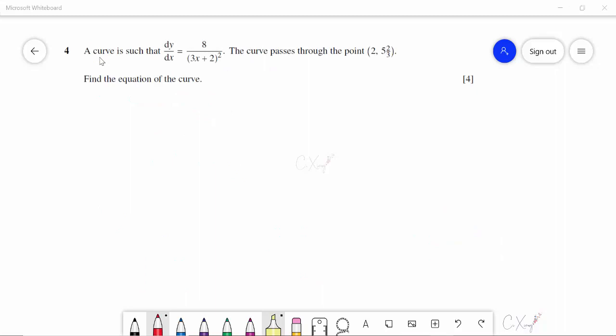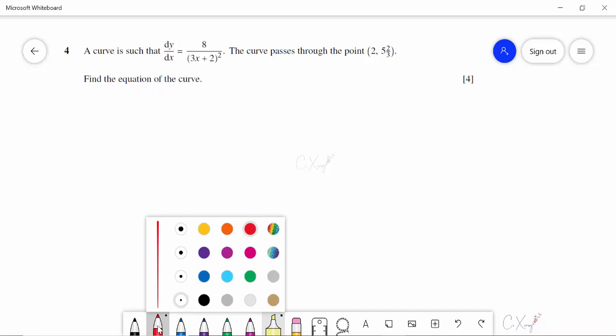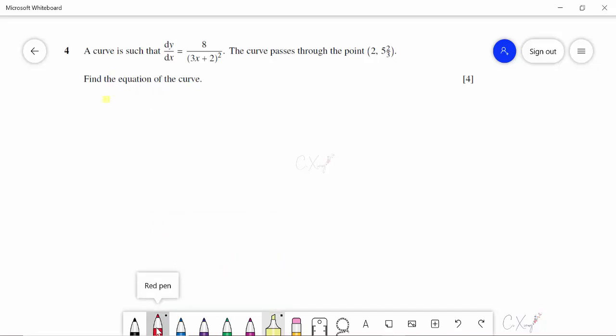Okay, so we come to question number 4. They give you the equation for dy/dx, and they also tell you that the curve passes through a particular point. They want you to find the equation of the curve. Equation of the curve means that they want you to find the y.